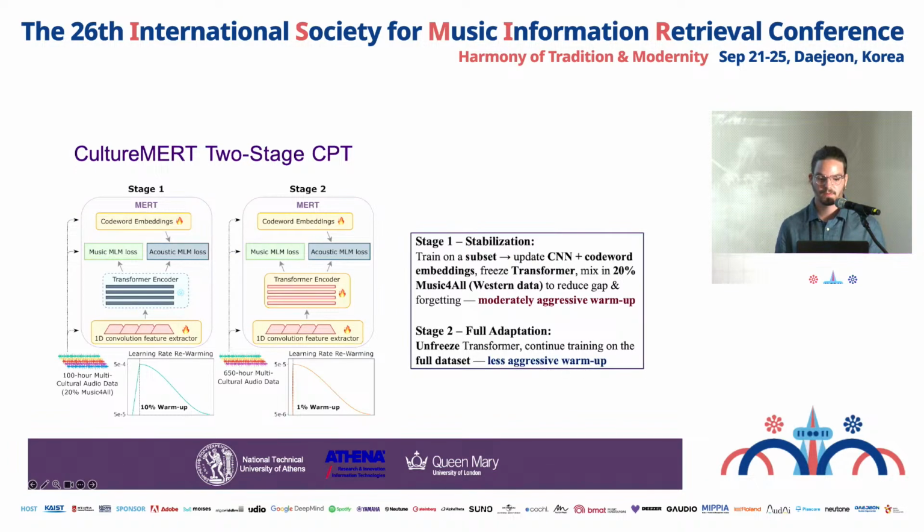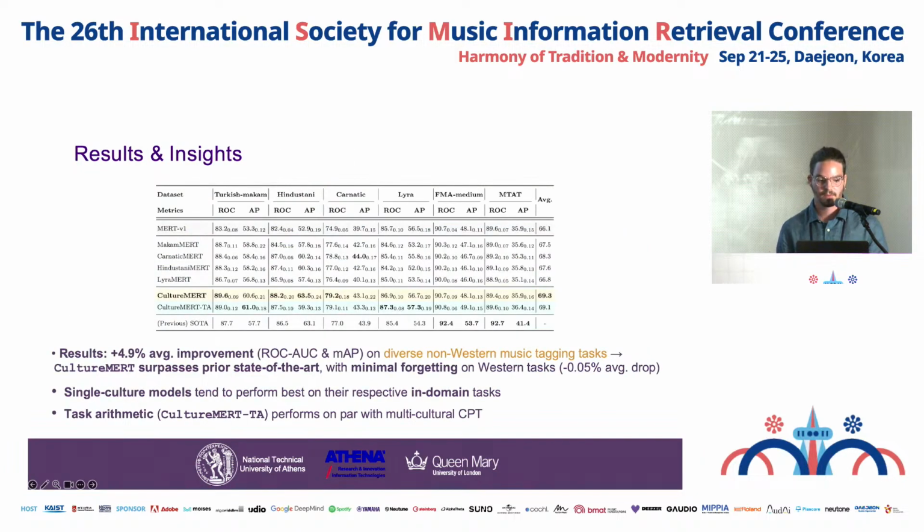of the parameters. So more specifically, in stage one, we train on a subset of the data, updating only the CNN and feature extractor encoder embeddings, while freezing the transformer encoder. We also mix in 20% Western data into the dataset in order to reduce the gap and forgetting. For the learning rate, we use a more aggressive warm-up schedule. And in stage two, we unfreeze the transformer, continue training on the full dataset, and we use a less aggressive warm-up schedule in order to balance the trade-off between stability and plasticity.